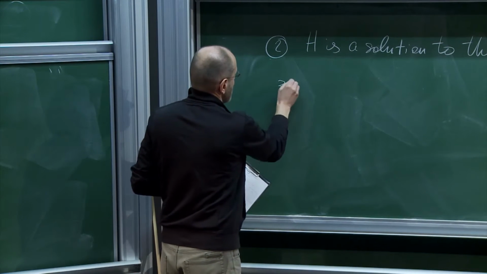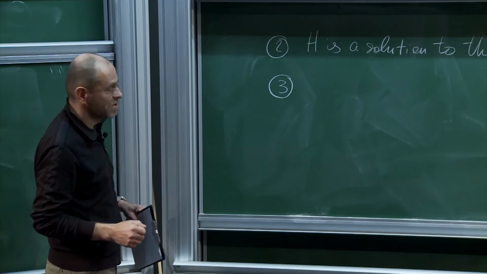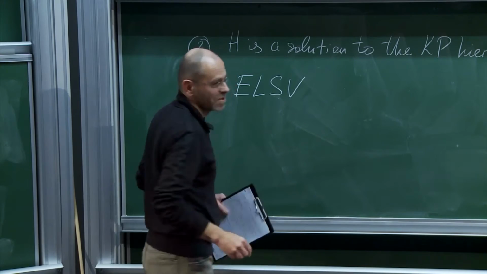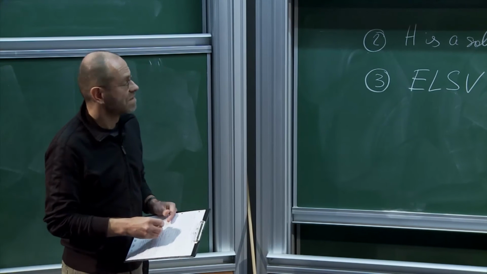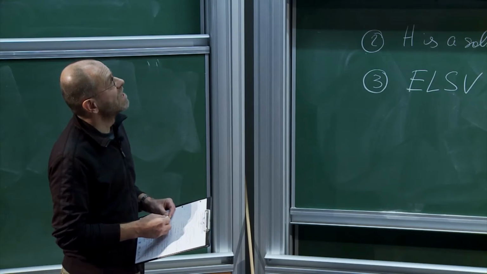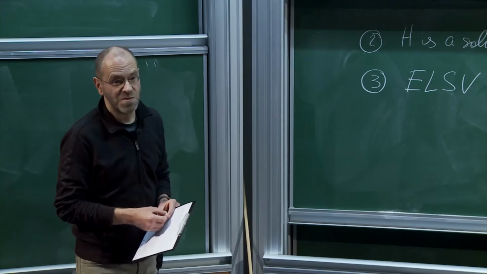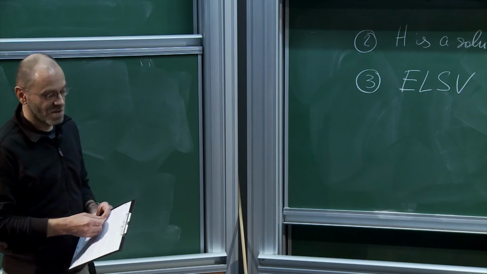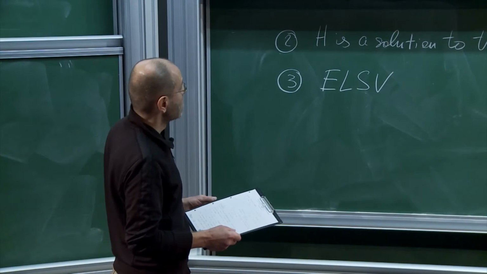The third property is really very special. That's the so-called ELSV theorem that was mentioned both by Dima and Maxim several times. This theorem claims that the Hurwitz numbers h_{g,d_i} can be expressed in terms of certain intersection numbers on moduli spaces of curves that are called Hodge integrals. And that's very special for this enumerative problem.